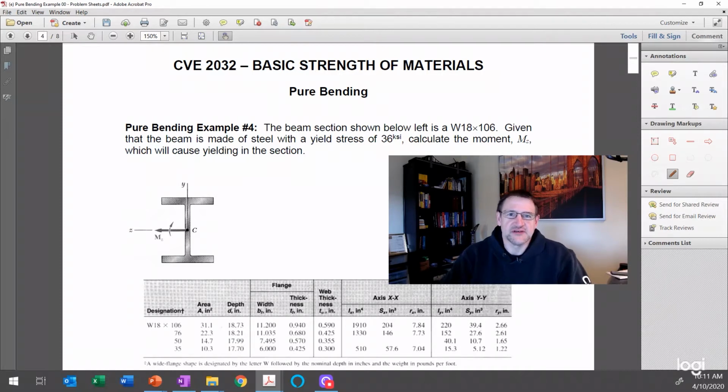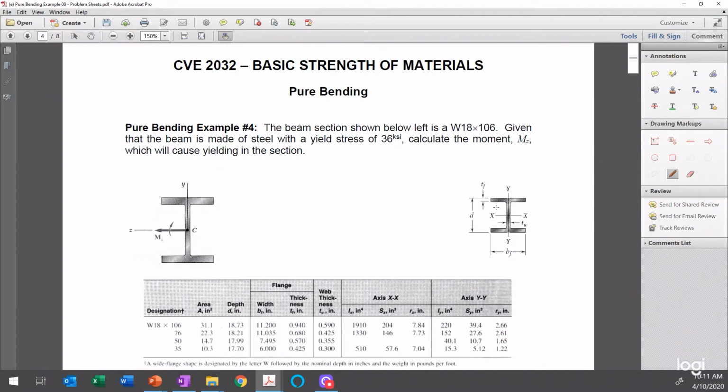So this is a problem that would be typical for a structural engineer or a civil engineer doing a problem with a steel cross section. We need to know how much moment is allowed on the section before the section reaches its yield strength. One thing I want to point out, however, is that it's this section on the left that is the beam that is being considered.